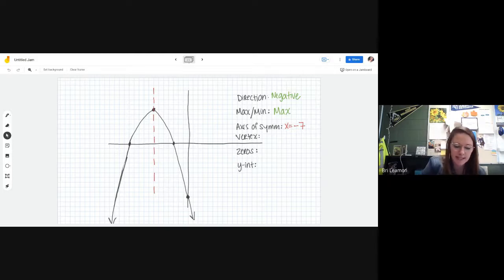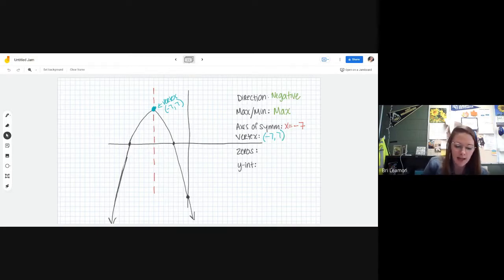Now our vertex is that highest point on the graph. So this point up here, it's where we change direction. So it's either that high point or that low point. So this is our vertex. And remember, this is going to be written as an ordered pair. So if we look here, we know our x value is the same as what's in our axis of symmetry. So our x value is negative 7 because we're over to negative 7 on that x value. And then on our y value here, we're up 1, 2, 3, 4, 5, 6, 7 as well. So our vertex here is negative 7, positive 7. So it's that high point on the graph.